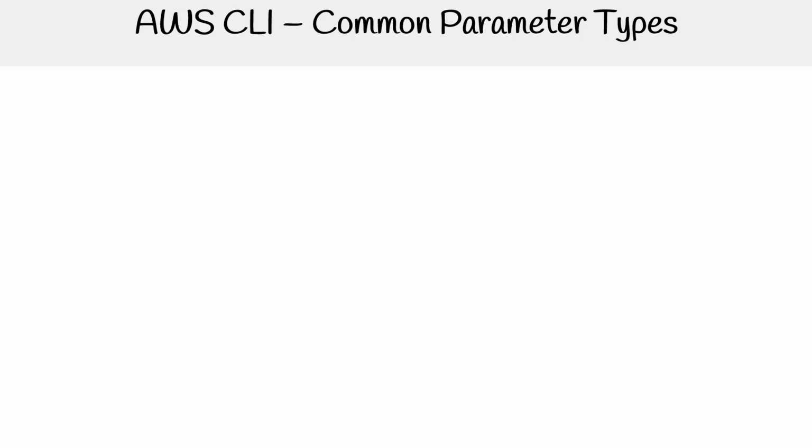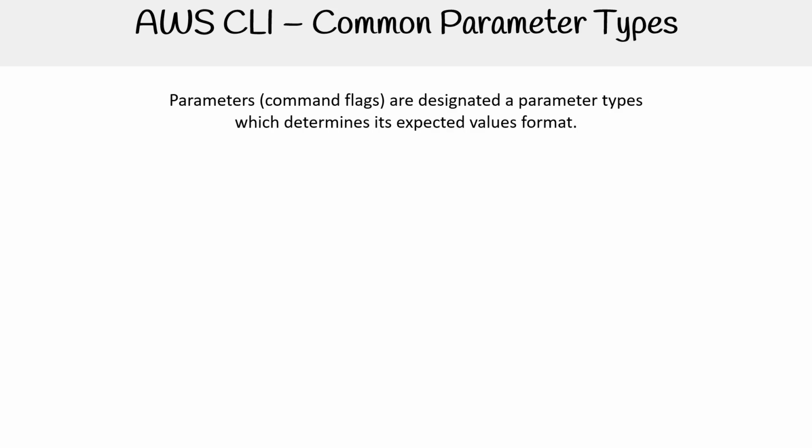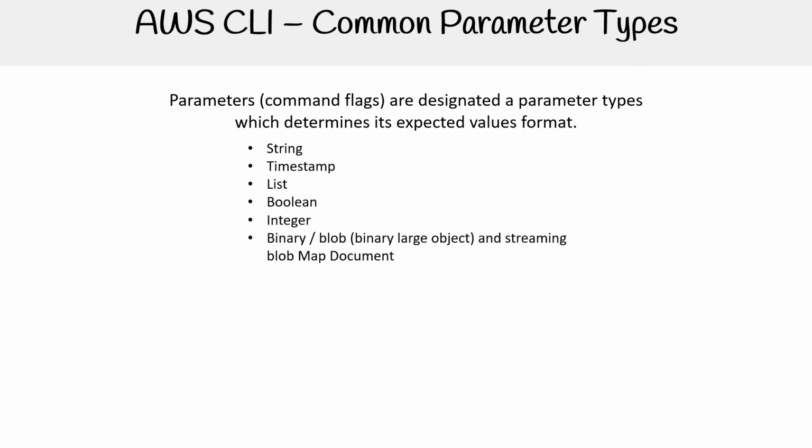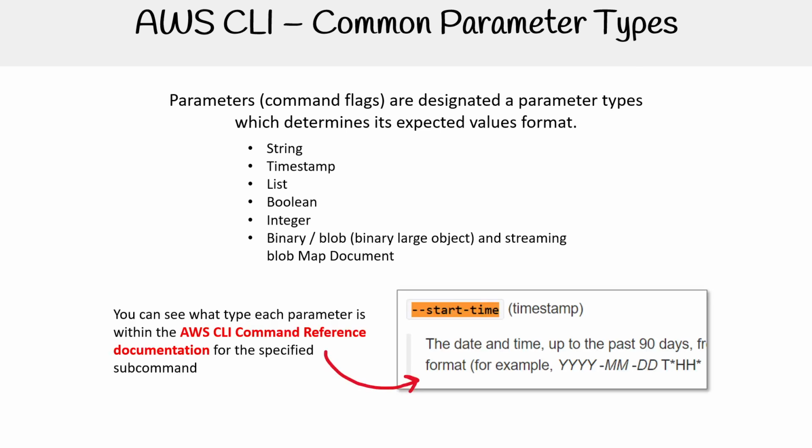When you're using the AWS CLI, you have command flags, and those command flags actually map to a parameter type, and that's going to determine what kind of value is expected to be accepted by that command flag. So we have strings, timestamps, lists, booleans, integers, and binaries or blobs. And when you are looking at the AWS command line reference website, they'll tell you what it takes. So notice it says timestamp, and it'll even tell you the format.